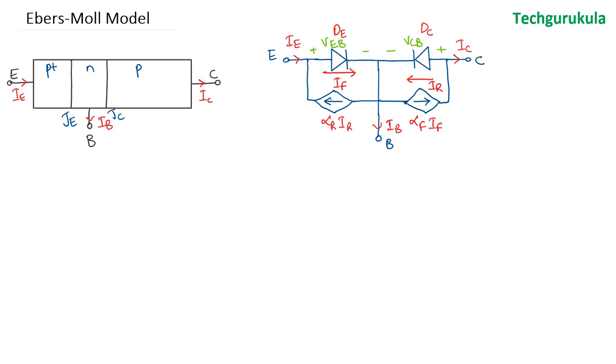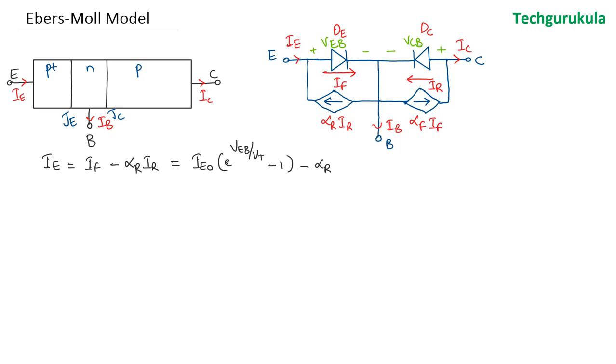Now having said that, let's write the equations for emitter current, collector current and base current. Starting with the emitter current, IE is equal to IF minus alpha R times IR, which can be written equal to, of course, IF is the diode current equation of this diode, which is IE0 times e to the power VEB over VT minus 1, minus alpha R times IR.